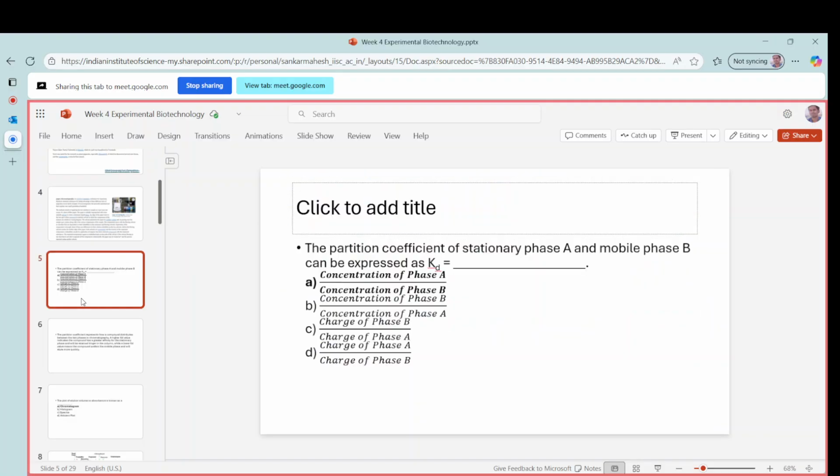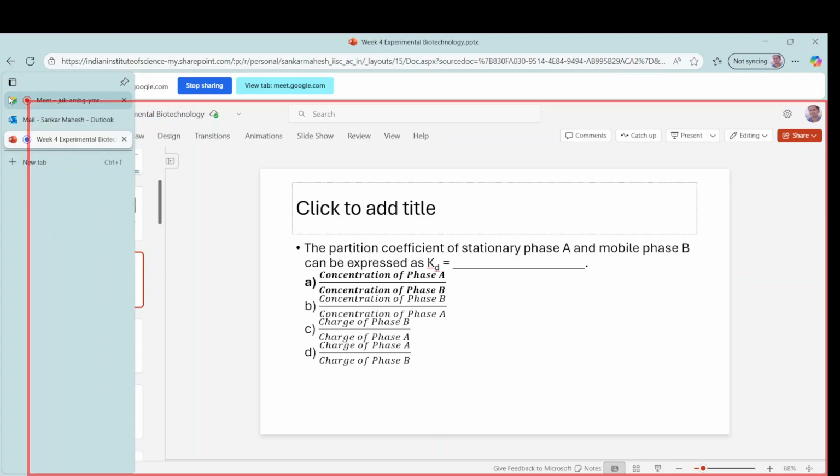Now, getting on to the actual questions. The partition coefficient of stationary phase A and mobile phase B can be expressed as Kd equals dash, and four different options are given here. You can think for a couple of minutes and then maybe start with what partition coefficient is, and then we'll take it from there.